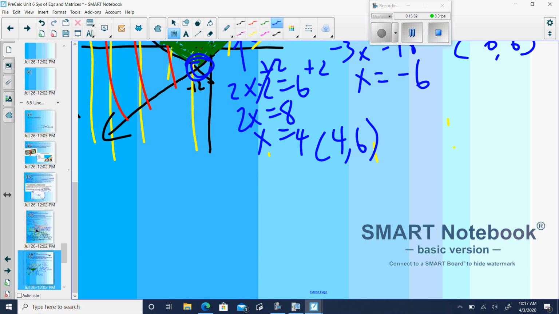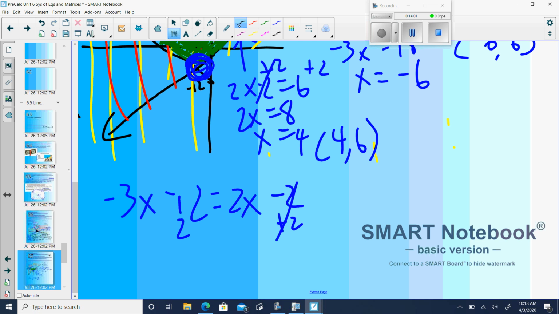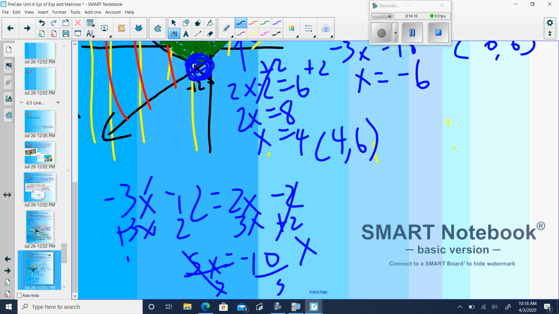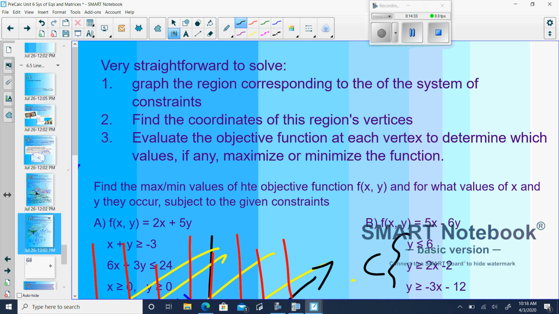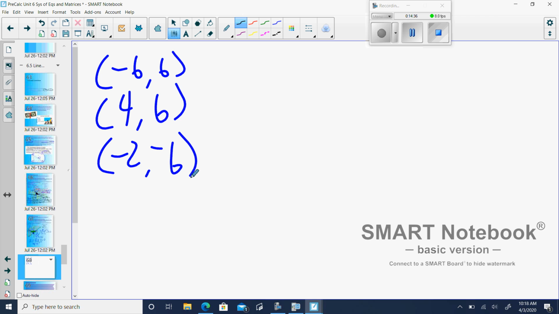And this one down here is where negative 3x minus 12 is equal to 2x minus 2. So I'm going to add 2 to both sides. I'm also simultaneously going to add 3x. So we get 5x equals negative 10. So x equals negative 2. Substitute that back into one of the originals. So 2 times negative 2, negative 4 minus 2, negative 6. All right, so we have our 3 values. Right, so we have negative 6, 6, 4, 6, and then we had negative 2, negative 6.